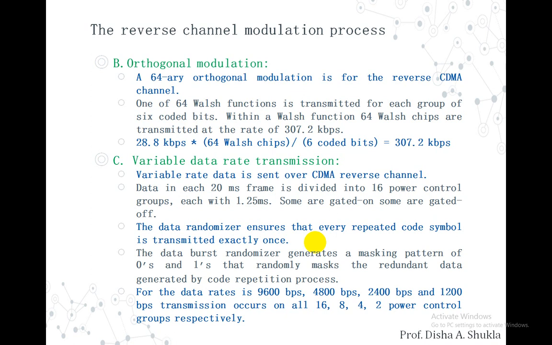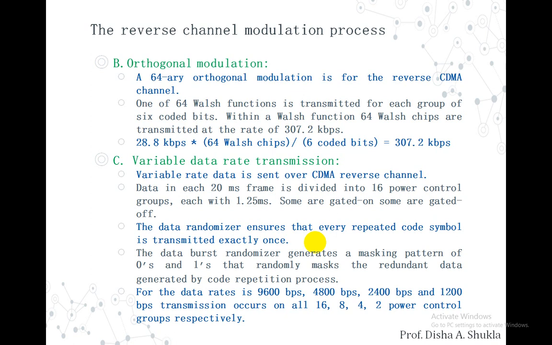The fourth process is the variable data rate transmission. A variable rate of data is sent over the CDMA reverse channel. Data in each 20 millisecond frame is divided into 16 power control groups, each of 1.25 milliseconds. That is, the whole frame is divided into 16 power control groups. Some are gated on, some are gated off.